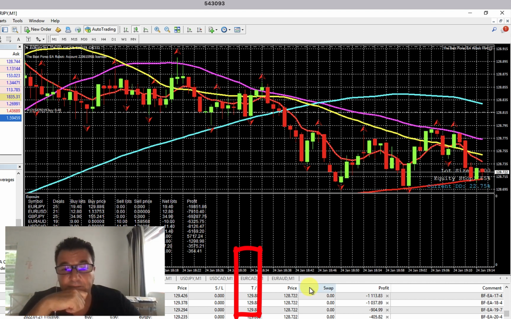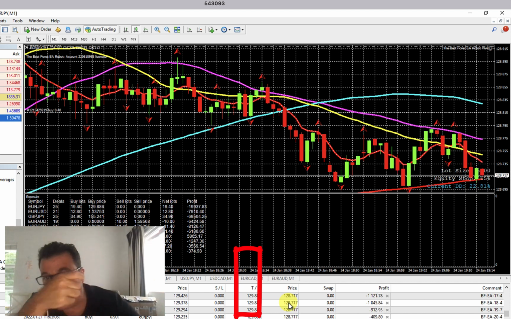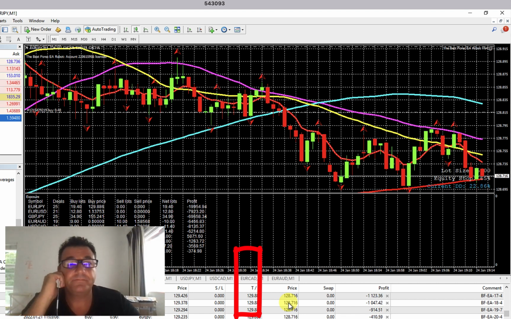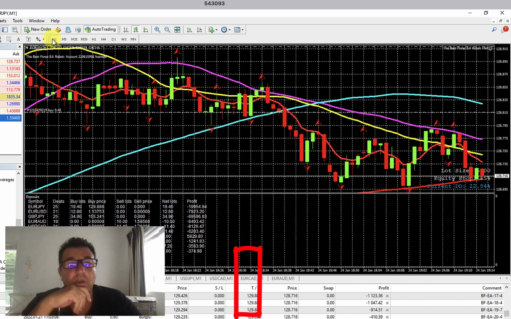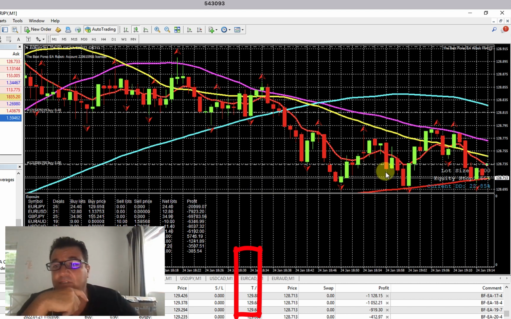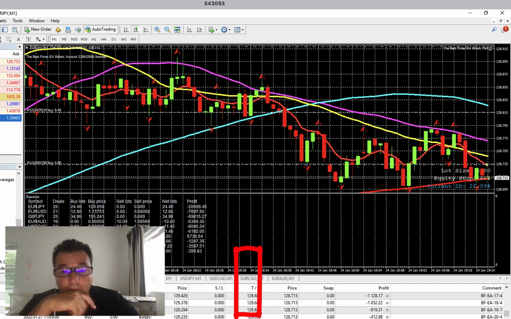Give it 1 second. It will happen soon. On the next candle. If it's not this candle, it will be the next candle. For the trade to open, we need to change to a 1 minute time frame. There is the trade, it just opened. Okay, and the lots and the take profit moved to 129.680.